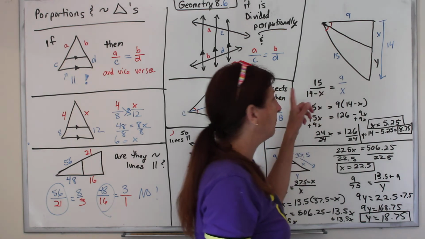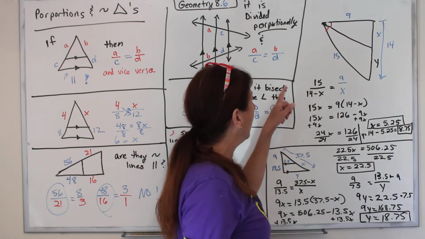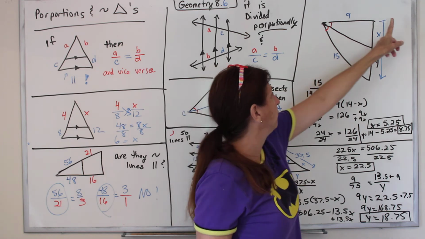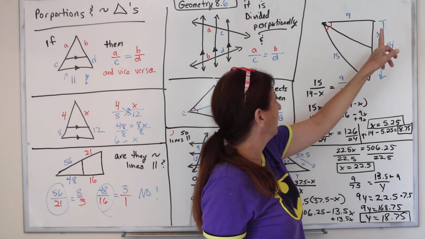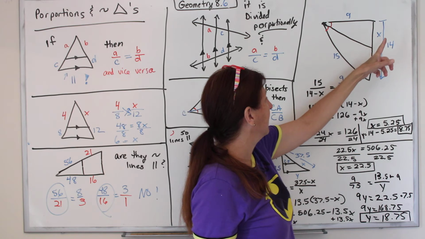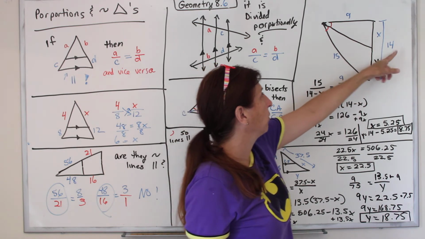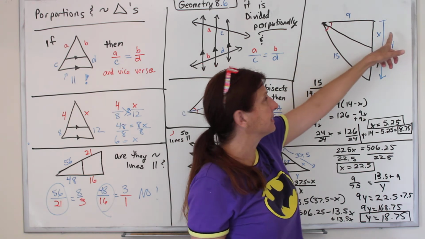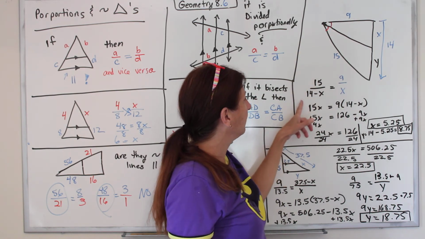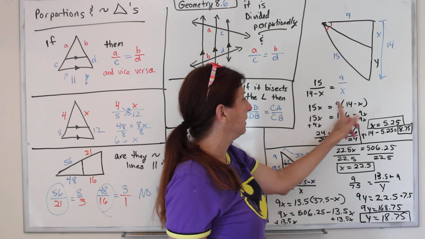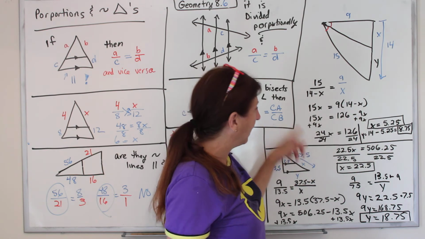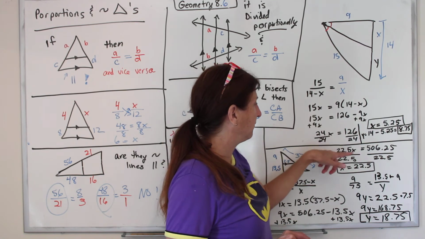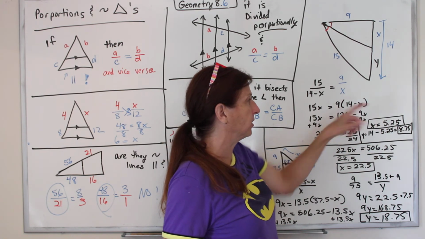So I set it up, and the book did it slightly different. I set it up 15 is to 14 minus x, because 14 minus x is y, as 9 is to x, okay? And then I cross multiplied, did the distributive property, gathered up my terms, 2 on each side, woo! And then I found out that x is 5.25.